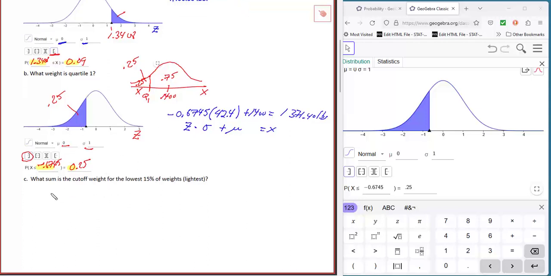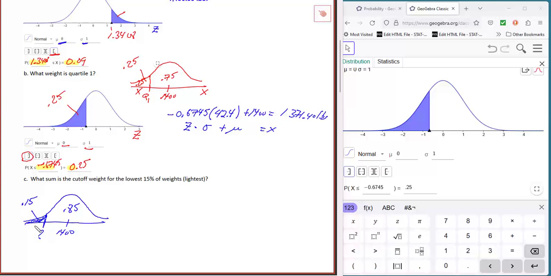Now we go to this one. What is the cutoff weight for the lowest 15% of weights? Again, the lightest. So I'm going to first draw my graph. Again, I'm looking for the lightest. 1,400 here. I was looking for the cutoff, and again, I don't know what this value is, but I'm told that this cutoff separates the lightest 15% of weights. So this area right here is 0.15, while this area here is 85%.